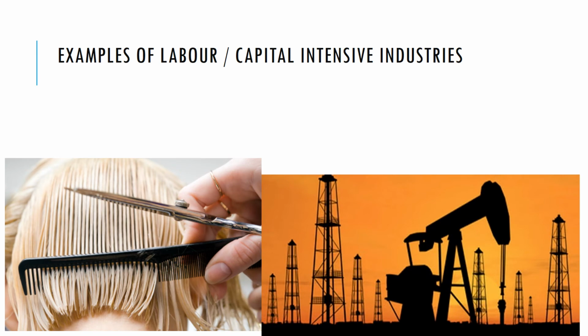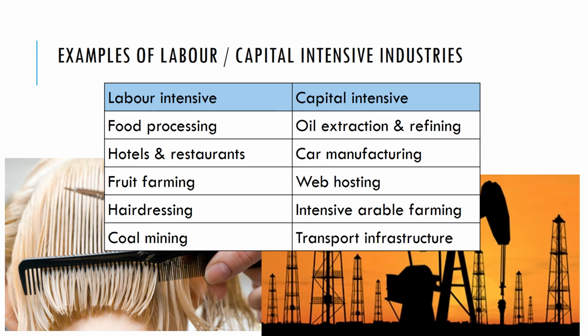So some examples. Can you think of any examples of industries that use lots of people and not much technology? And also, can you think of any capital intensive industries that use lots of machinery and tools and so on, but not many people? Well, these might be some examples. Labour intensive industries would be things like hotels and restaurants. It's mainly the staff who operate and provide the service. Or hairdressing would be a good example.